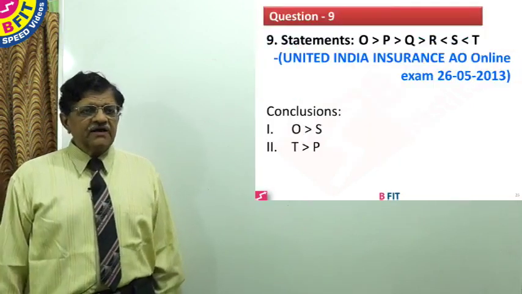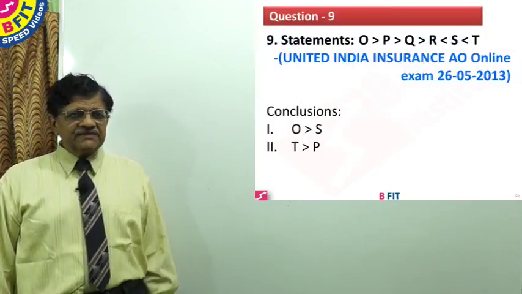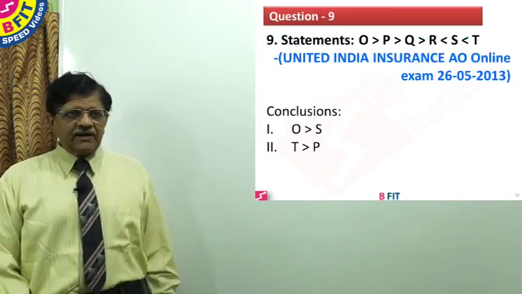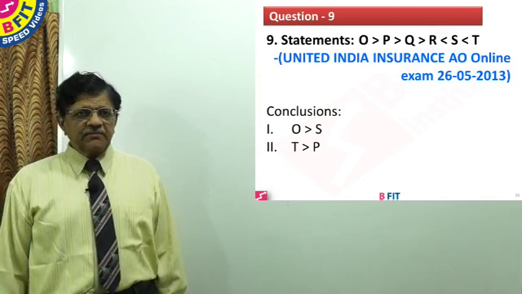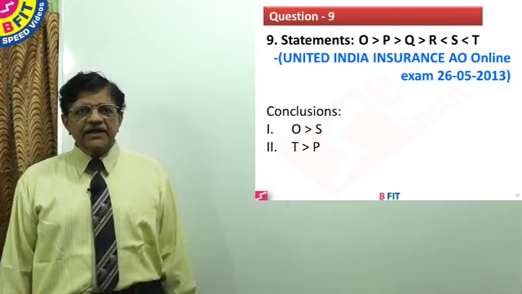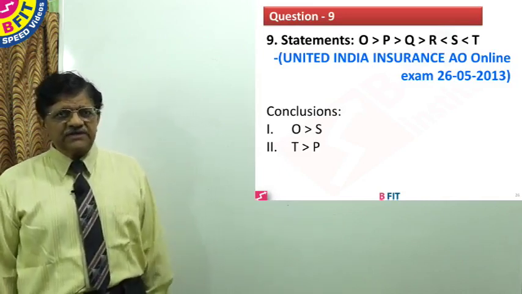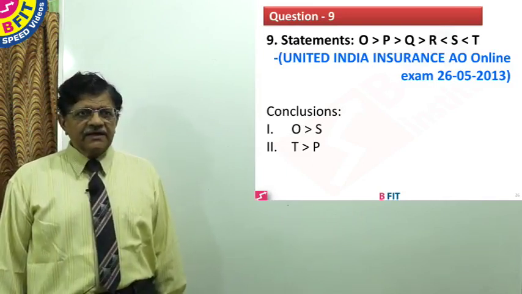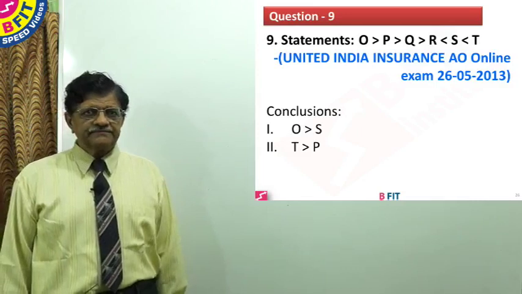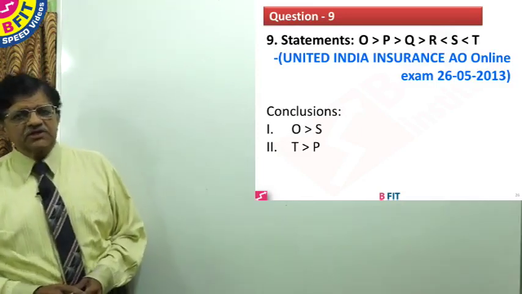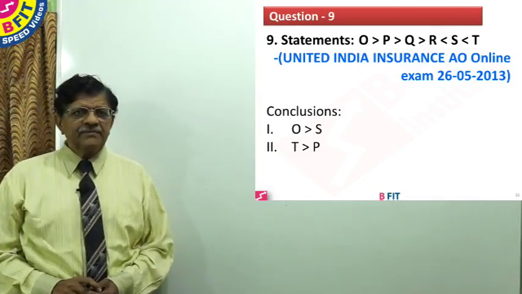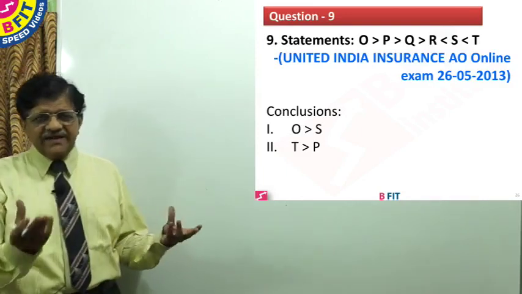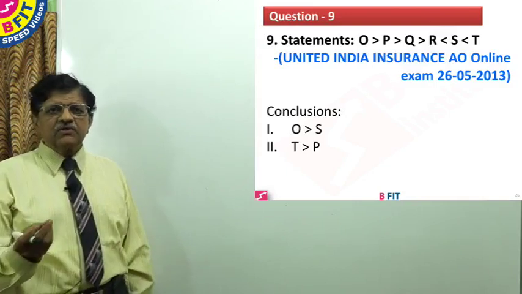Now this is the first question under this United India Insurance AO question. In our numbering, this is question number 9. This is taken from United India Insurance AO Administrative Officer Exam 26/5/2013. Let us see the working. This question of United India Insurance AO exam, question number 9, is fairly simple. You can straight away write the answer without working.